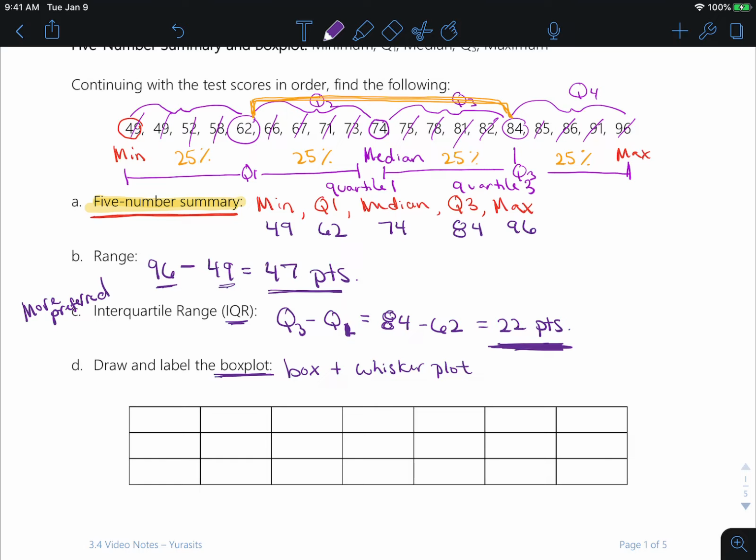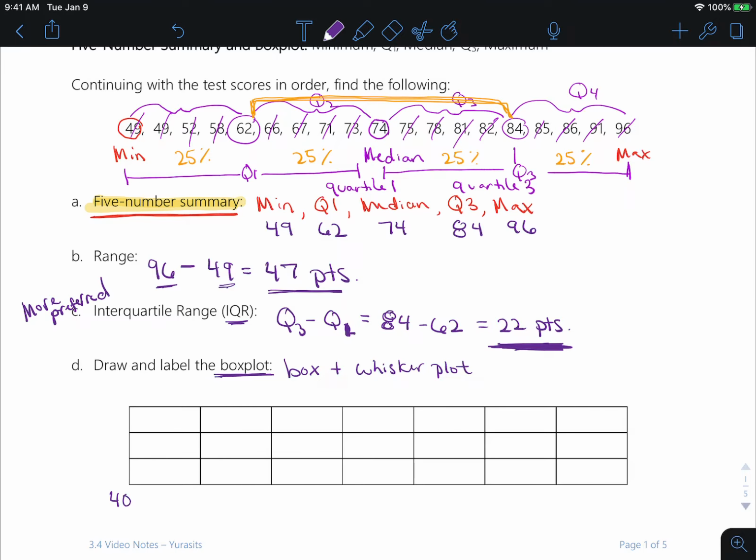What we need to do is give ourselves a scale on this bottom horizontal axis, and because we're still dealing with these test scores, we did bins of 10. It looks like we're going to have to again, because I don't have enough for bins of 5. So I have 40, 50, 60, 70, 80, 90, 100. And we are going to end up plotting all of these important values.